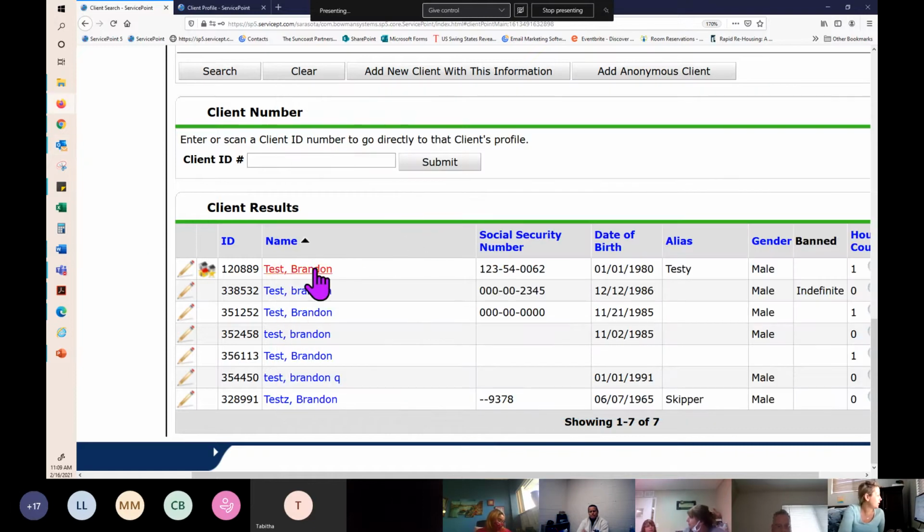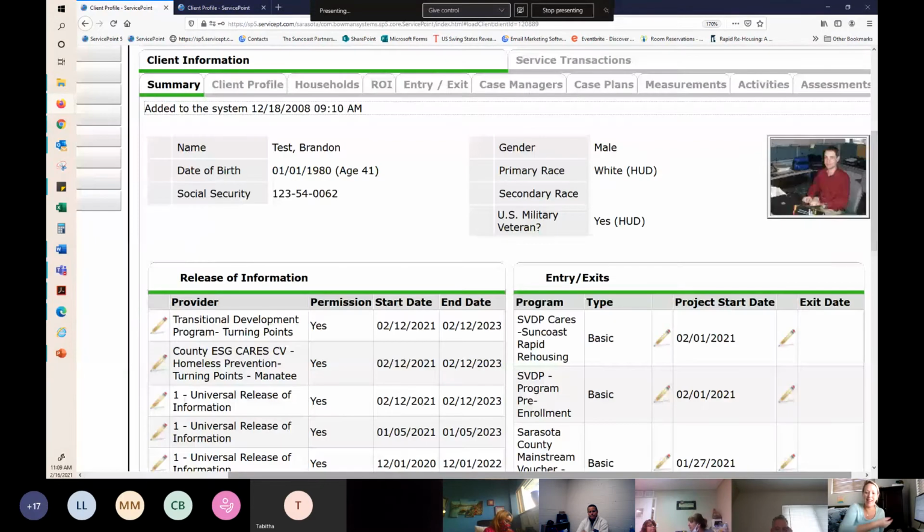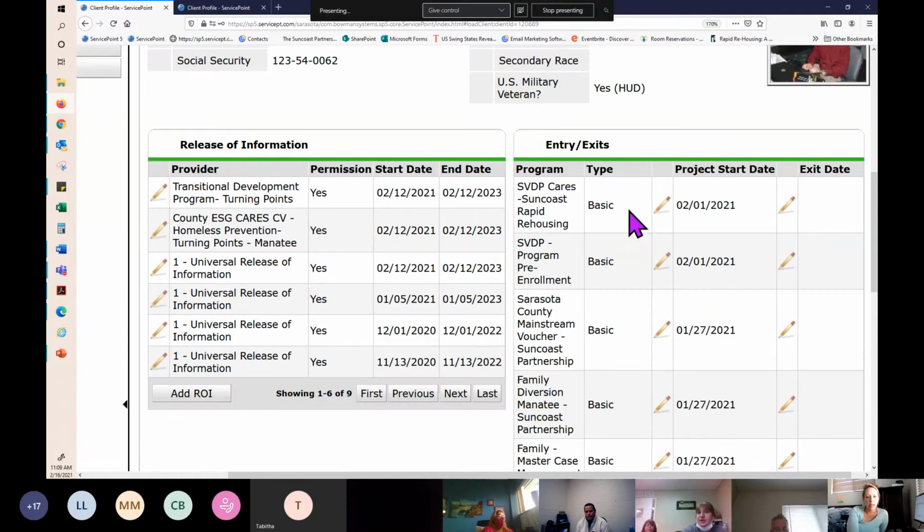So let's look at Brandon Test. We can see here, this is what a client that has a history in our system looks like. So we have Brandon, we show his birthday, his social security number, his gender identity, his race, whether he's a veteran or not. And then we can see all the different projects that he's working in. We can see anything that has an open entry or an open project start date. This shows the system that he is currently working in this project.